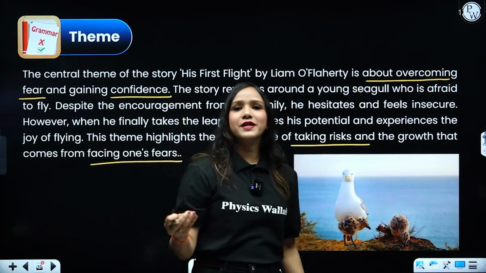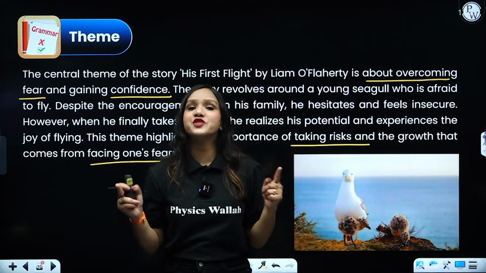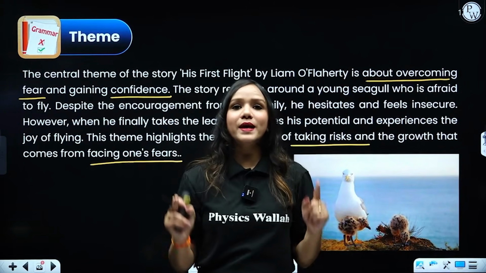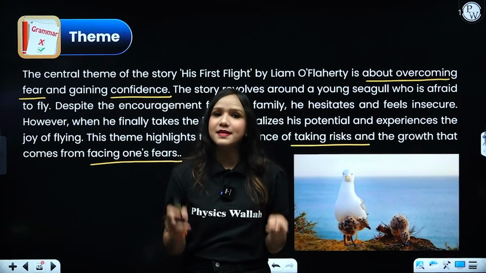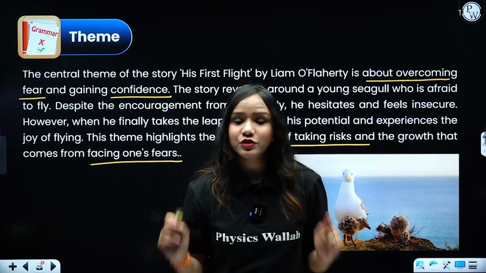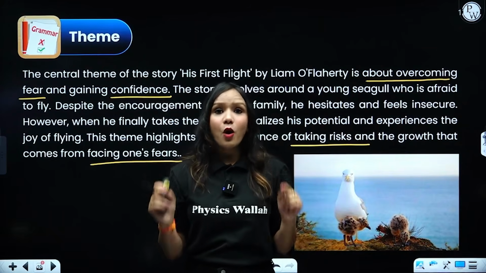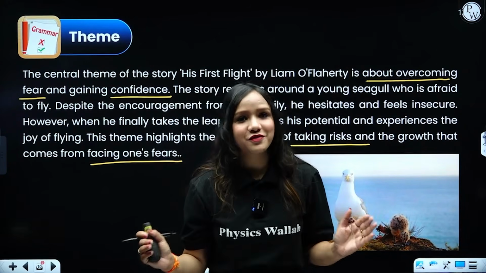You might already be aware of the term: dar ke aage jeet hai. So be always ready to face obstacles, be always ready to face risk and fear in your life, right? Because we need to remember one most important thing: in order to overcome fear, the only thing we need to fear is fear itself.